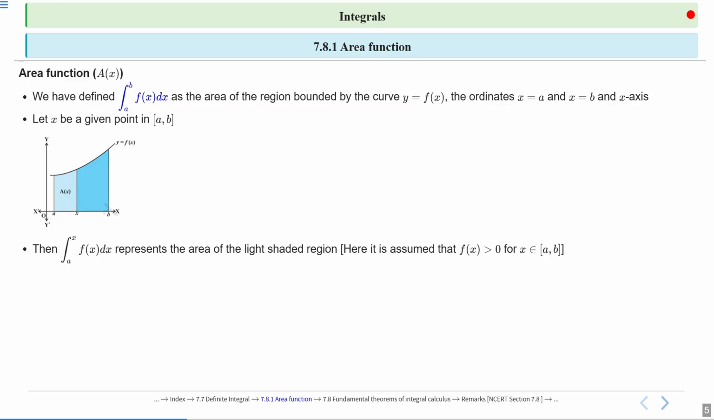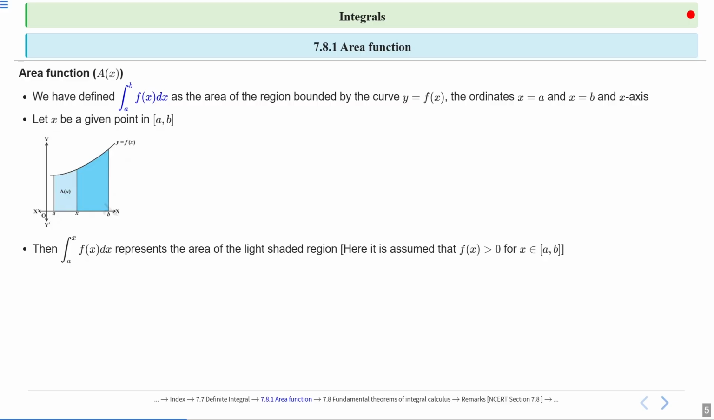bounded by the curve y is equal to f(x), the first line, the ordinate x is equal to a, that is parallel to y axis, and x is equal to b, the second line parallel to y axis, and the x axis, the horizontal axis. So the area bounded by this curve, the whole blue region, is the area calculated by the definite integral. That is the biggest application of a definite integral.